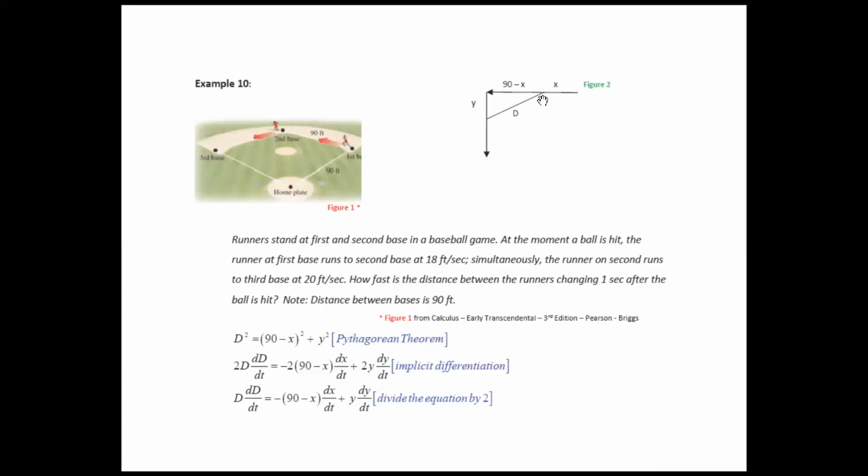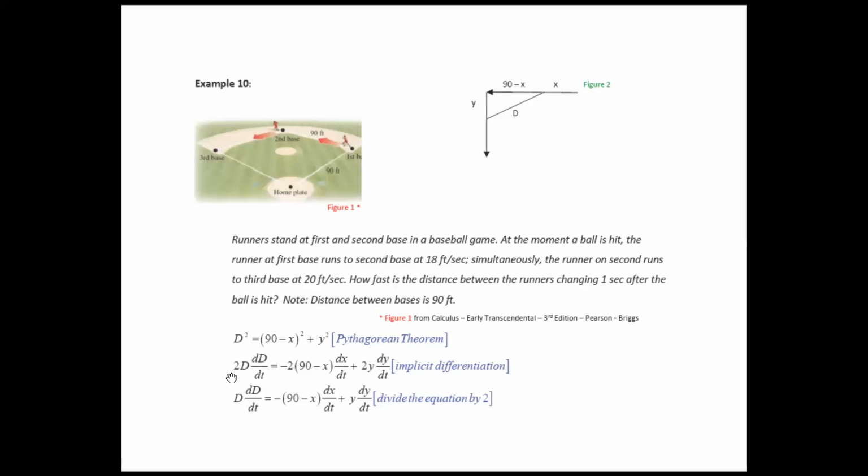What we want to find is the rate at which the distance between the 2 runners is changing at any time, in this case after 1 second. So this is what we're interested in, dD/dt. D is the hypotenuse of this right triangle. So let's get an equation. Well, the equation will be D squared is (90 minus X) squared plus Y squared.